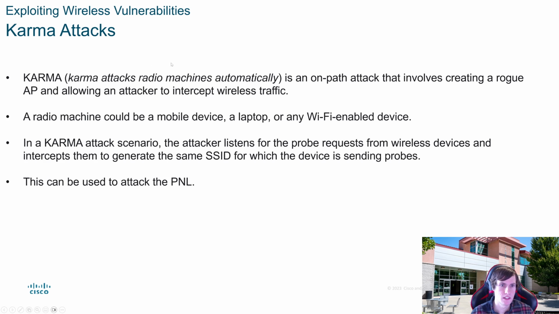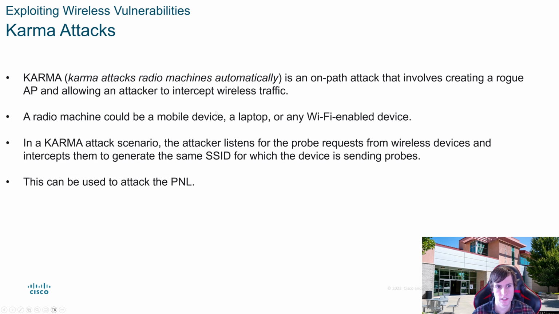So Karma attacks attack radio machines automatically. It's an on-path, which we learned in our previous section is in the middle of the two, the client and the server, or the client and the target. So it involves creating a rogue AP, so a fake access point, and allowing the attacker to intercept that wireless traffic. Radio machine could be a mobile device, laptop, anything with a radio antenna.